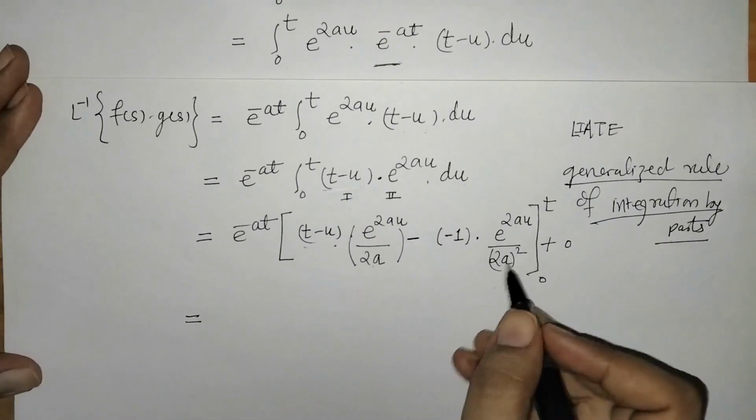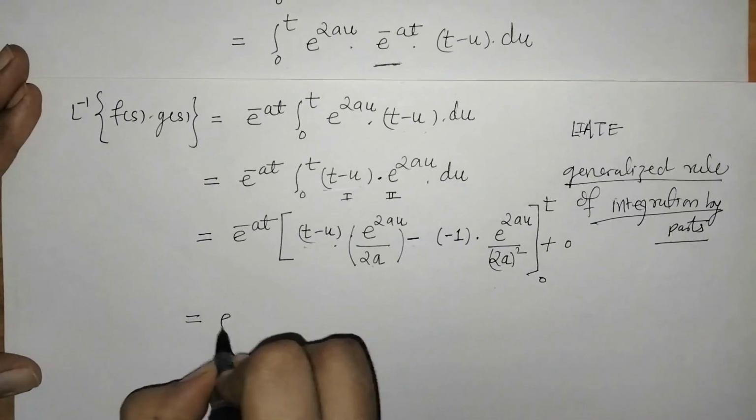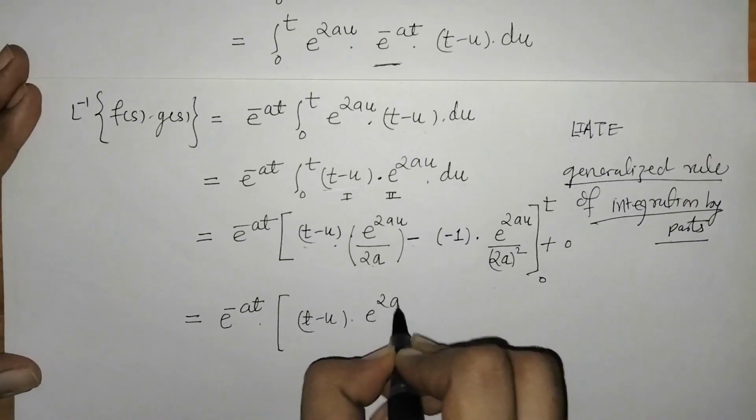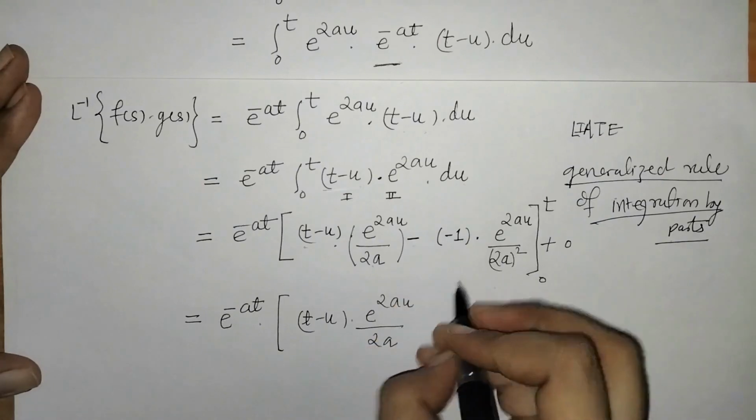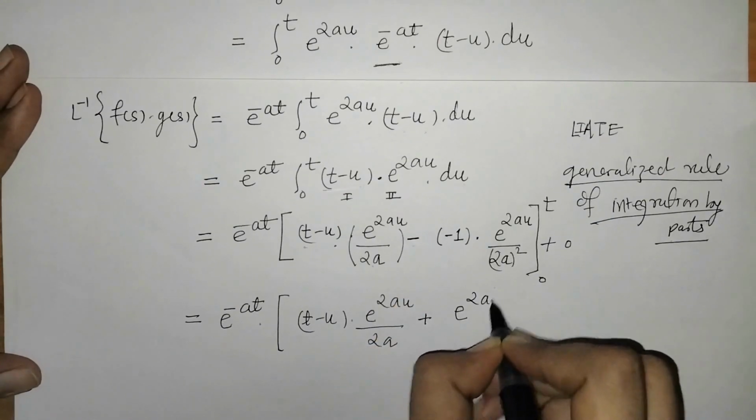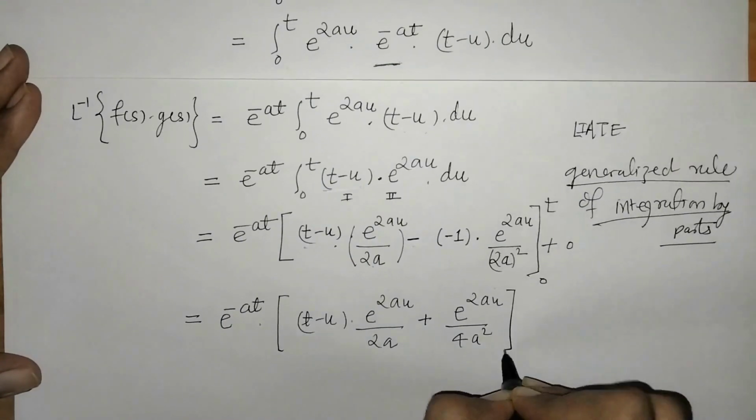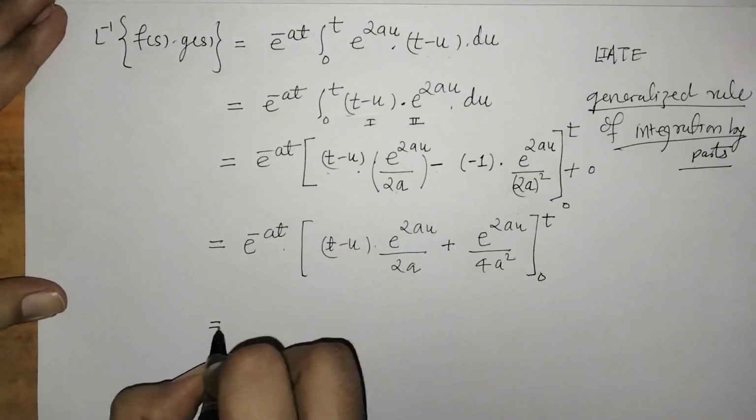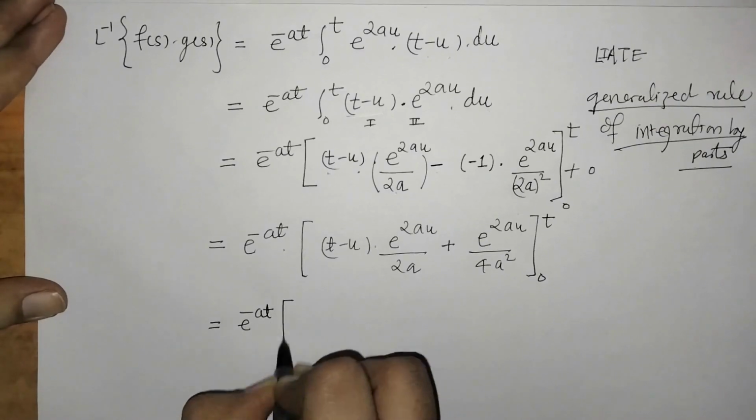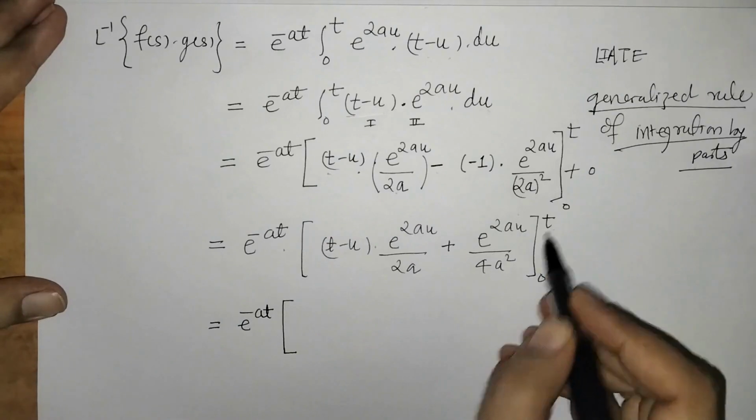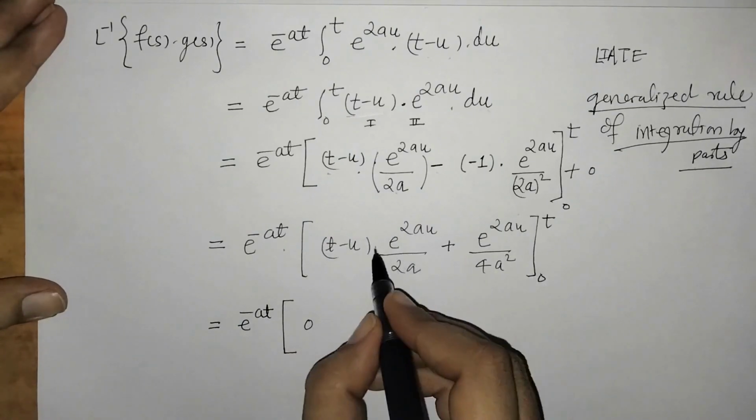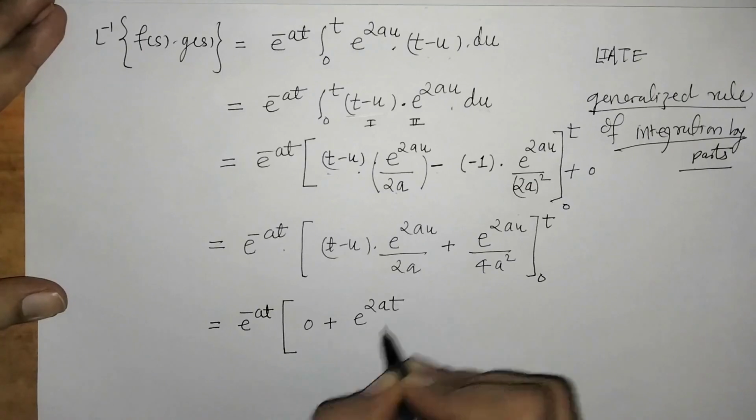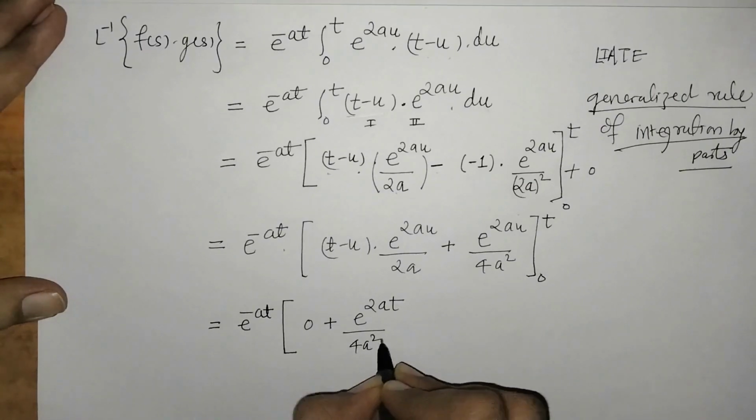So now we have to put down the limit here, and for this we have to do the simplification. So here we have e raised to minus at, (t minus u) into e raised to 2au upon 2a. This minus minus gets plus, so here we have e raised to 2au upon 4a square. And now we have to apply this limit 0 to t. Now first we put the upper limit t. So t minus t is 0, so this part gets 0. Next here e raised to 2at upon 4a square.